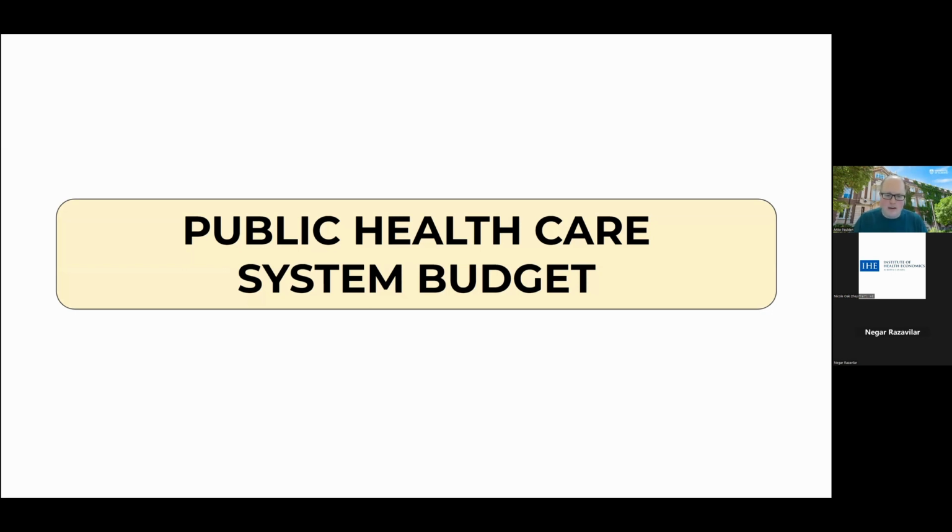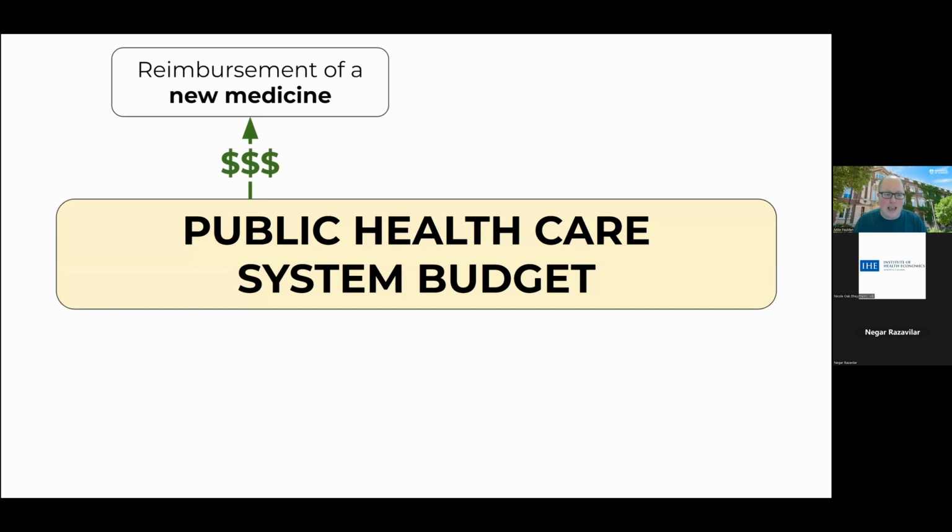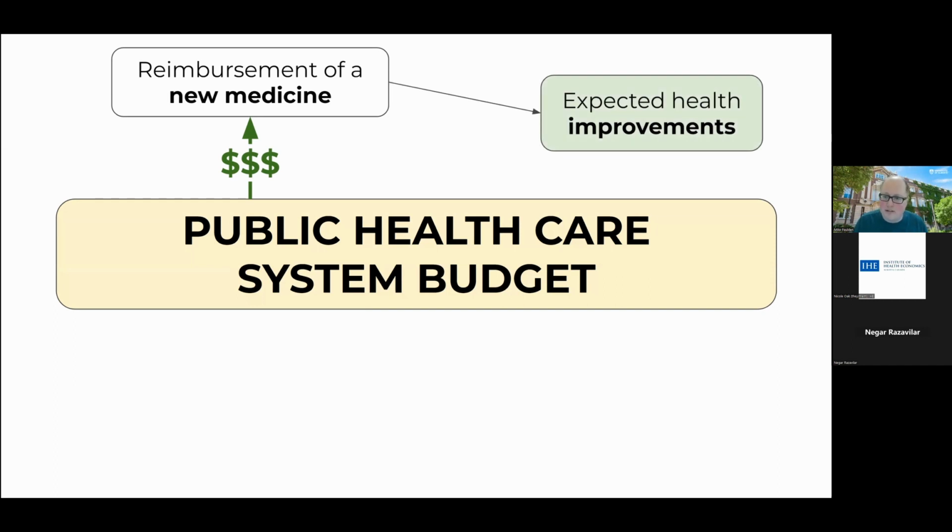When you have a collectively funded healthcare system, whether that is a single payer system or a system funded through insurance, there is a constrained budget. We will assume for the purposes of this presentation that we have a single payer system, a public healthcare system with a constrained budget. And there is a new medicine available that we would like to reimburse. The reason we'd like to reimburse it is most new medicines provide expected health improvements. The patients who receive that medicine have better health than they would under the comparator. And so we would like to reimburse that medicine.